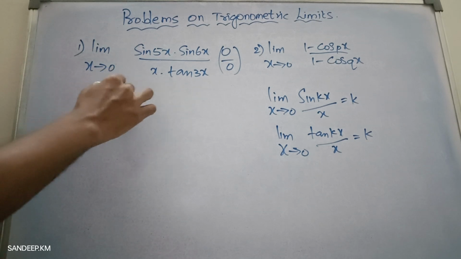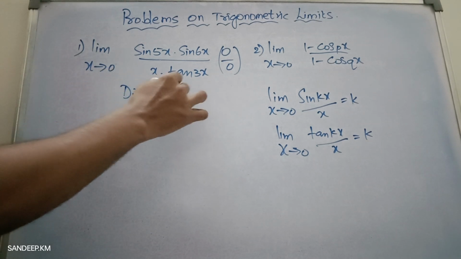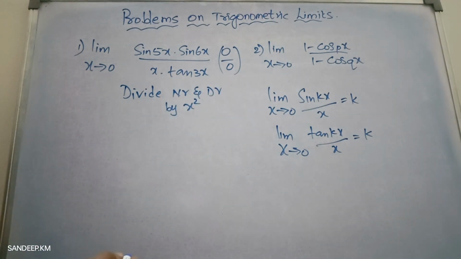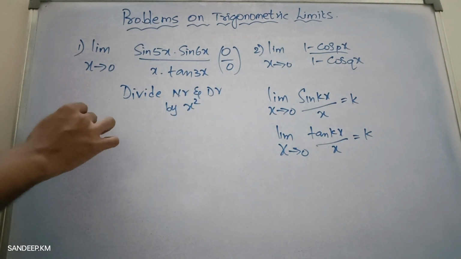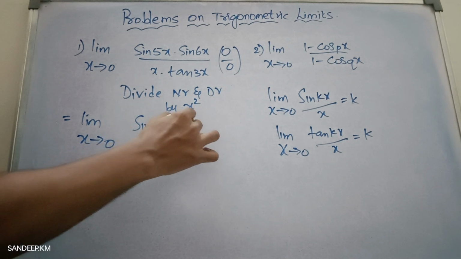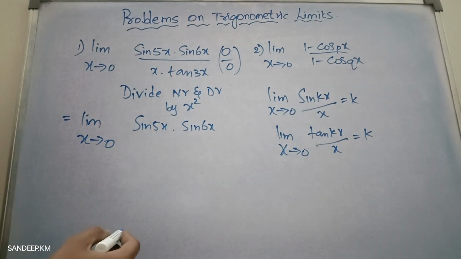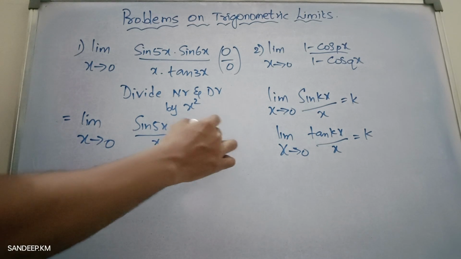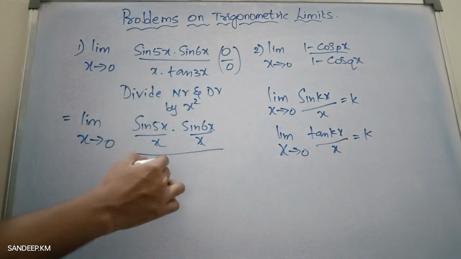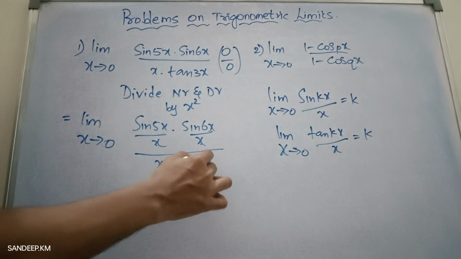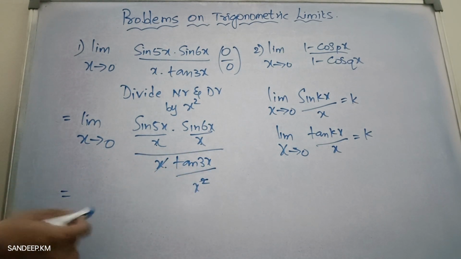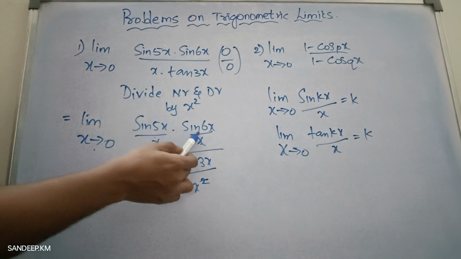So what I'll do is, let me divide the numerator and denominator by x square. What happens, dear students, if I divide? So limit x approaches 0, sin 5x into sin 6x, the numerator is divided by x square, here by x and here by x, because x into x will be x square anyhow. Divided by the denominator x into tan 3x, which is also divided by x square. So observe, x and x square get cancelled. Now limit can be given for these three functions.